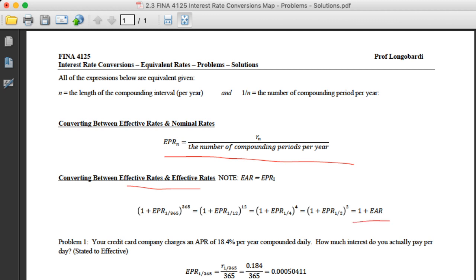So EAR is the effective annual rate. Now if you don't like all my notations, that's fine. If it doesn't do anything for you and you have another way of solving these, that's fine. I'm not going to require you to solve them like this, but you need to make your conversions properly. And I think this helps. So EPR 1 is the same as EAR, right? That's the annual rate compounded annually.